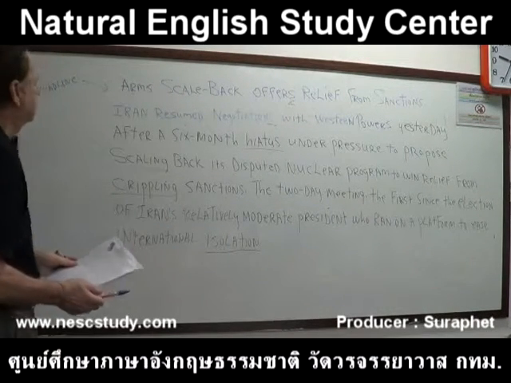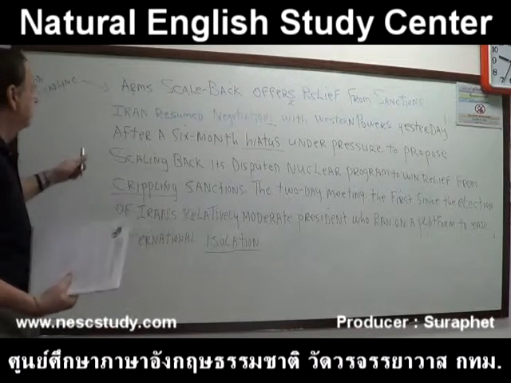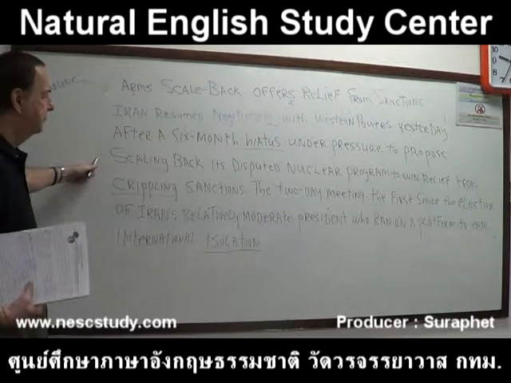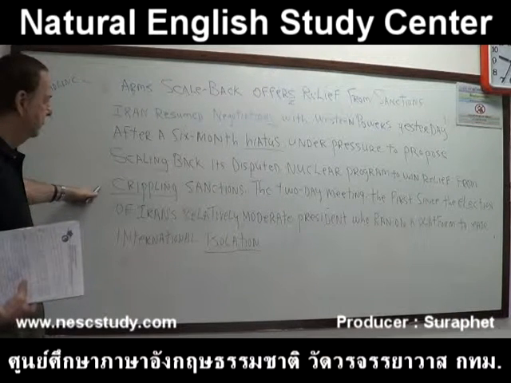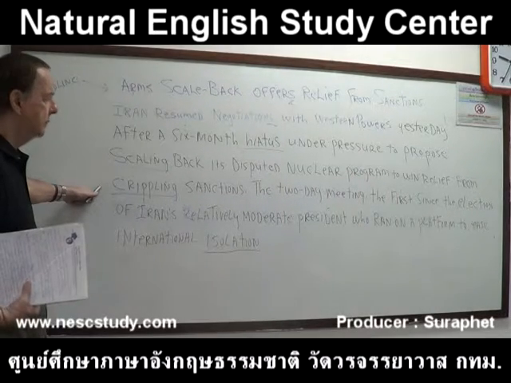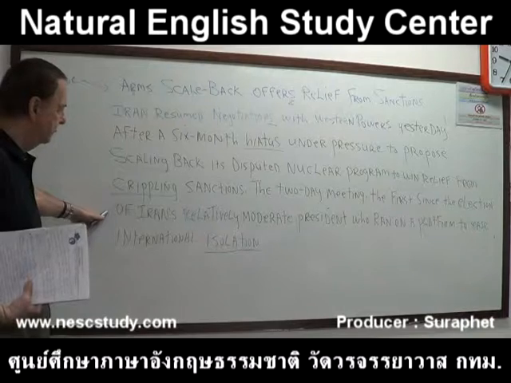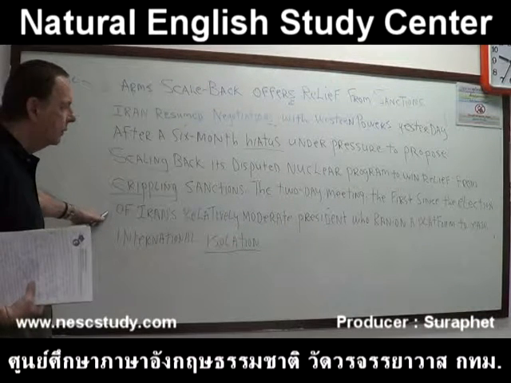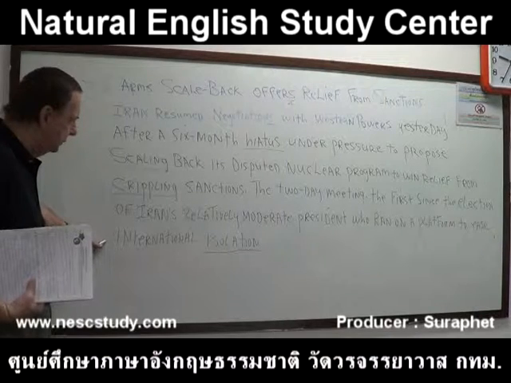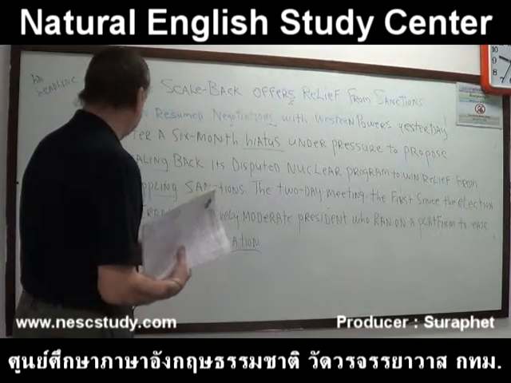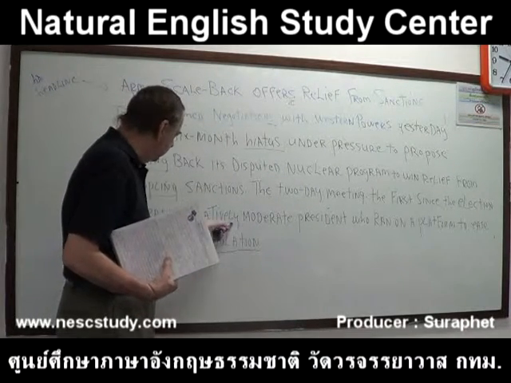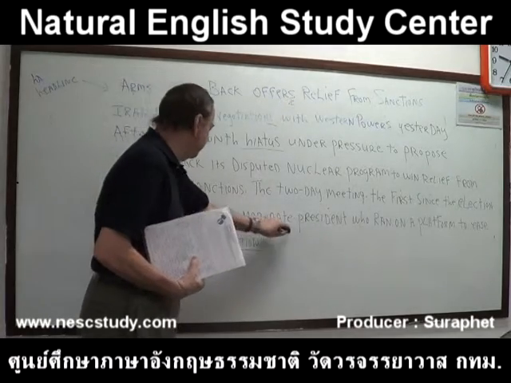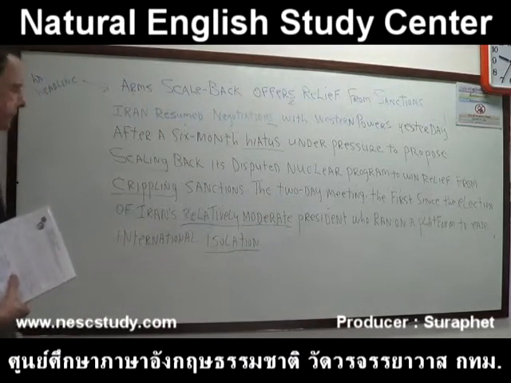Iran resumed negotiations with Western powers yesterday after a six-month hiatus, under pressure to propose scaling back its disputed nuclear program to win relief from crippling sanctions. The two-day meeting, the first since the election of Iran's relatively moderate president, who ran on a platform to ease international isolation. Right. Or isolation. Isolation. Go ahead.